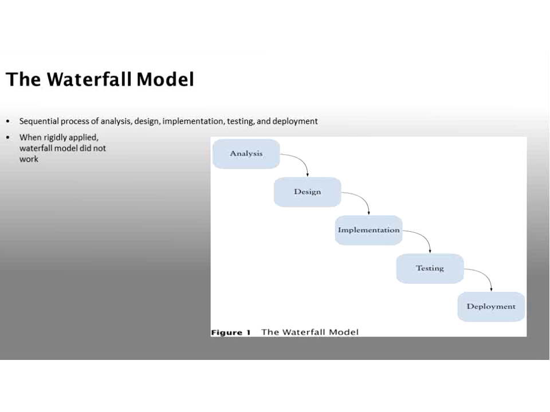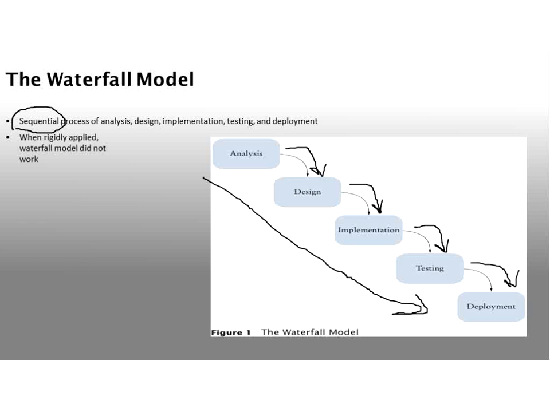Now, during software development, you will use some models. One such model is the waterfall model. As you can see in this diagram, it is like a waterfall. It starts from the top and moves downwards. It is a sequential model where you have the analysis phase, design, implementation, testing, and deployment, and the output of one phase acts as an input for the next phase.